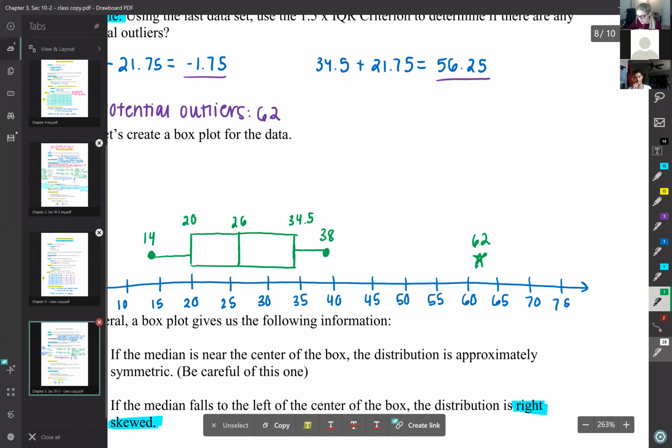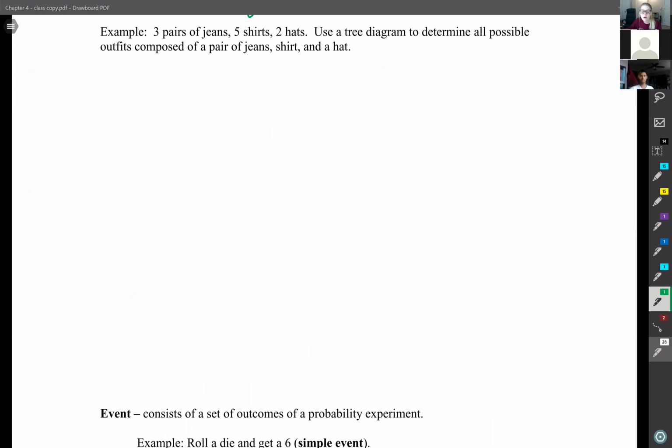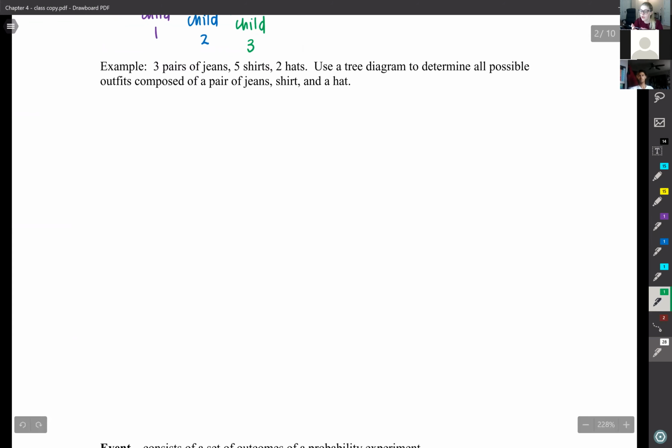Okay, save this. So we're back to chapter 4 now. I remember we ended with doing these tree diagrams, and I said, why don't you all try this one at home and see if you can get it. It's a little hard to draw. I don't know if anyone else felt like this was a lot to draw for a tree diagram, but having 5 shirts made it super big, and it was hard for me to draw in this small area.